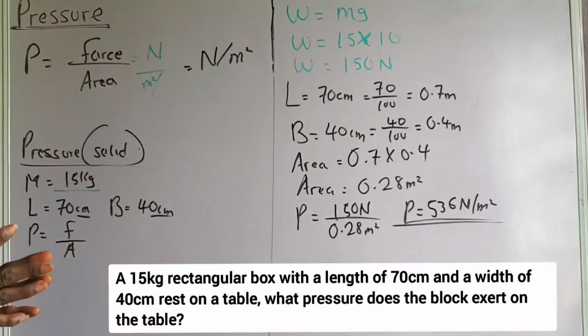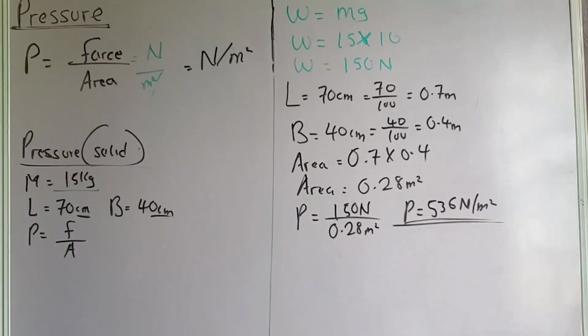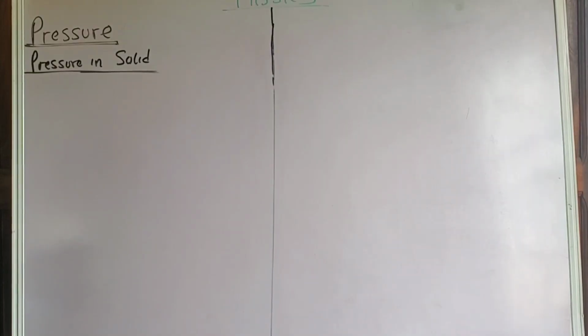So you can see that it's simple, and this one that we did here is pressure in solid, because the surface area of the table is a solid surface. Are you getting what I'm trying to say? We can also have pressure in liquid, and we're going to talk about that as we progress. Okay, let's look at more worked examples on pressure in solid.